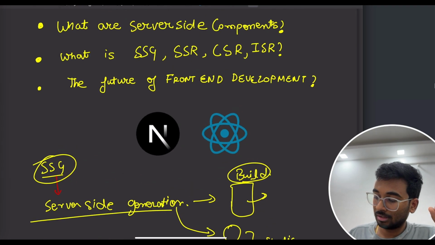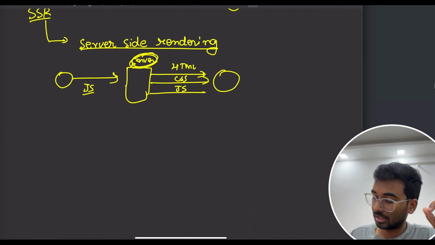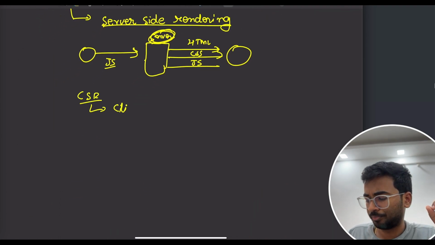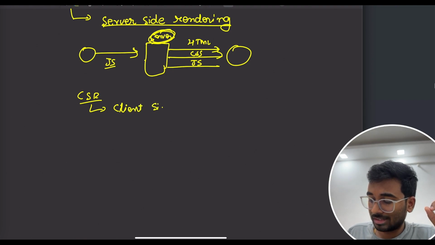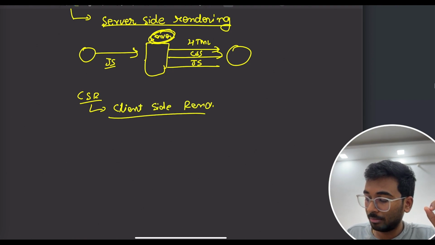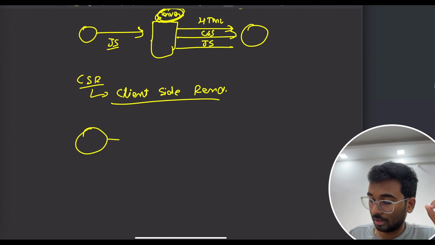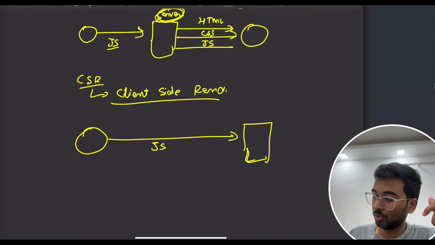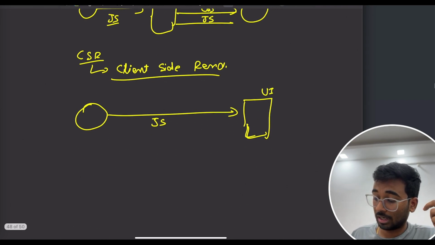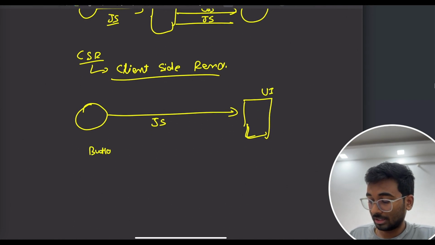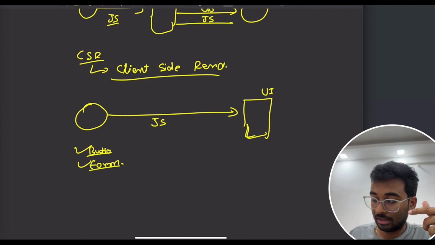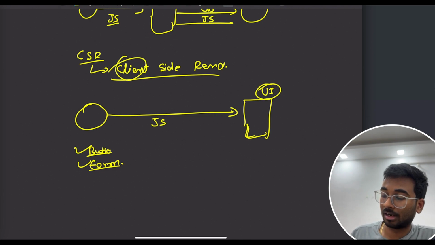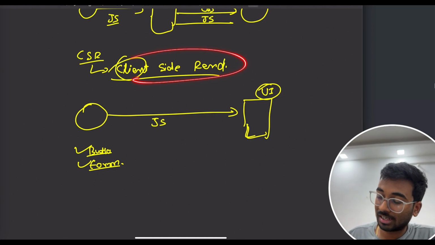Now let's go to CSR. CSR is very simple. CSR means client side rendering, right? I already explained this to you. Client side rendering means some components need to be rendered directly on the user's machine. So this JavaScript is directly shipped to the user's UI. And what are these components? These are buttons, these are forms, everything which is very interactive. Everything which is very interactive needs to be rendered on the user's machine, which is the client. So that's why we call it client side rendering.